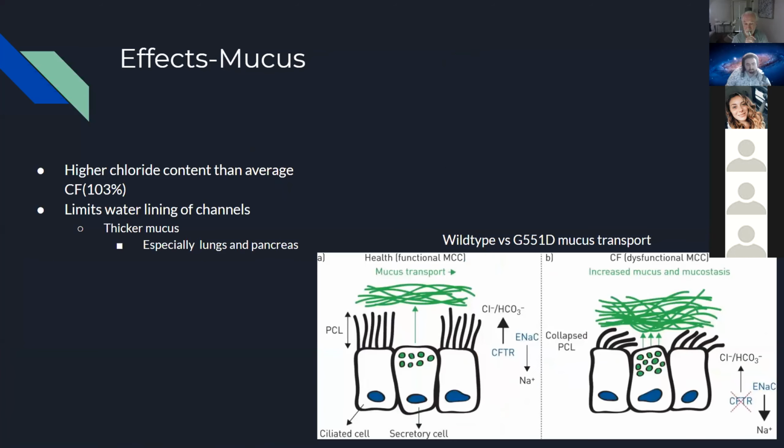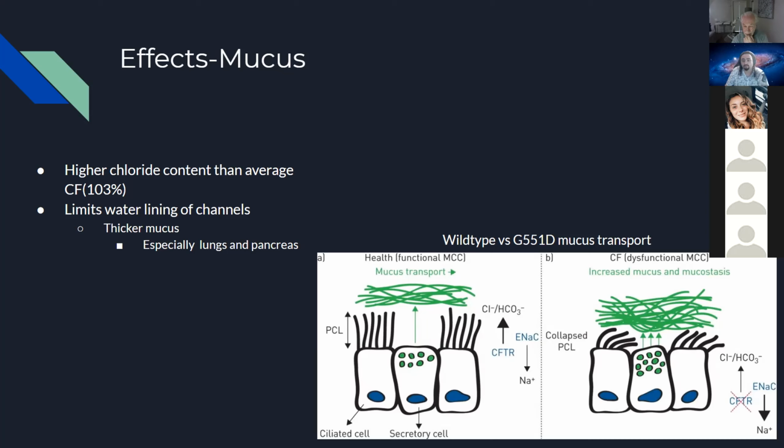Moving on to the effects of this mutant itself, there's a pretty high chloride content compared to other cystic fibrosis mutations. The only reason I brought this up, even though it's considered a diagnostic test, is that it shows how the chloride can cause increased mucostasis, which basically means the little cilia can't actually pick up the mucus because the chloride isn't active, it's not outside of the cell.